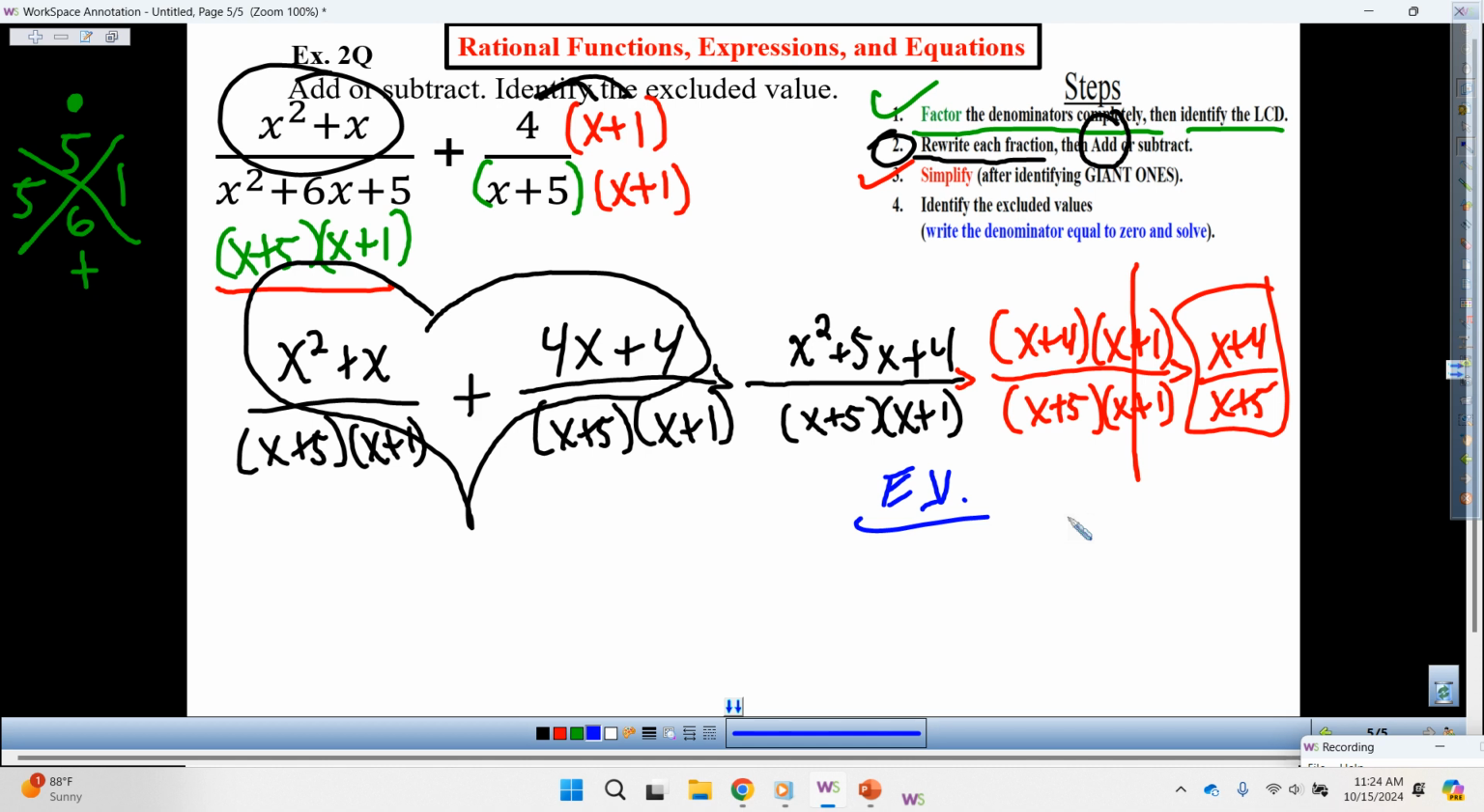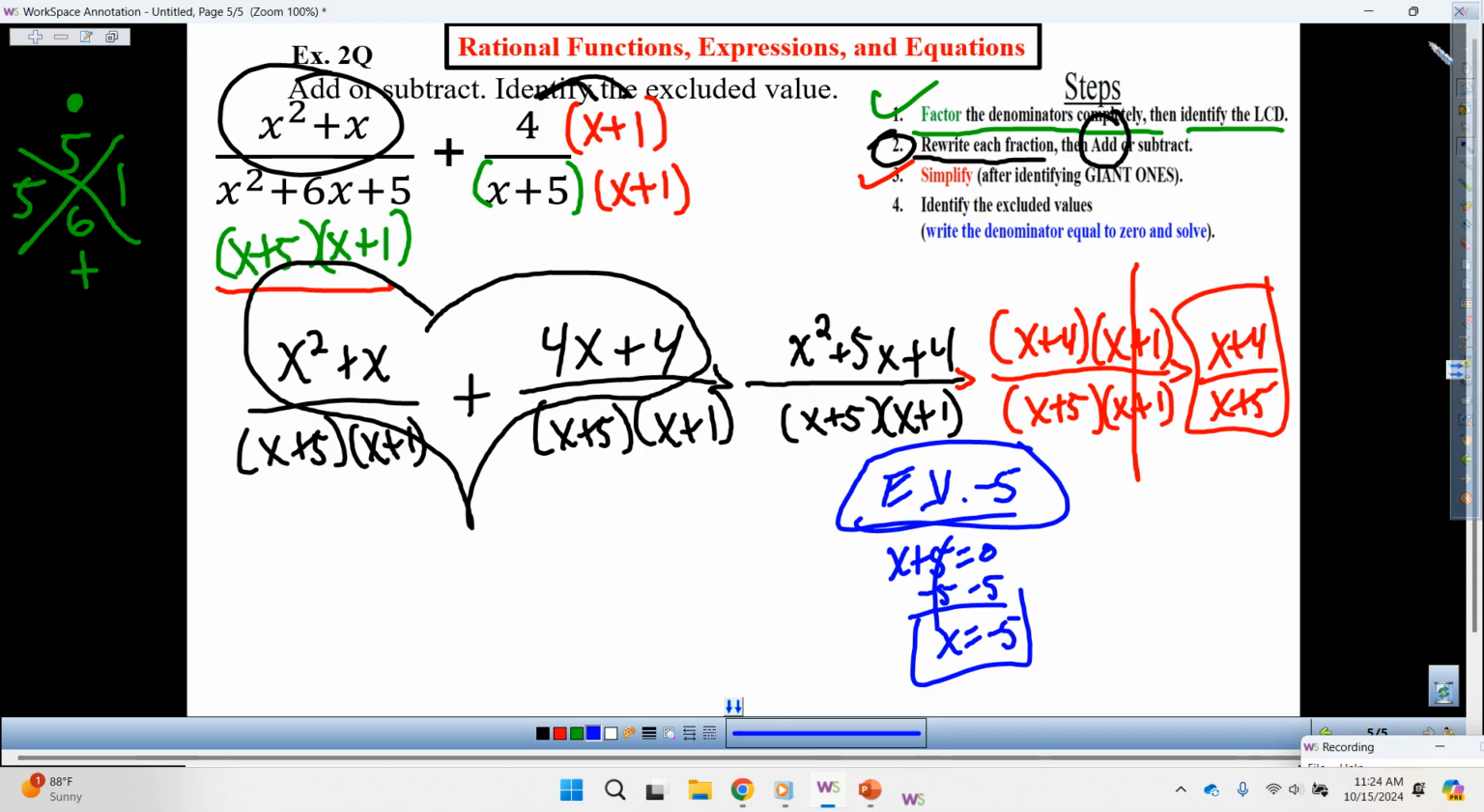All right. Annette, pass someone. Abby, what do we do to get the excluded value? Denominator equal to 0. So what do I write? x plus 5 equal to 0. And then subtract 5 from both sides. So therefore, x equals negative 5. That's my excluded value. Hands, have you got that?